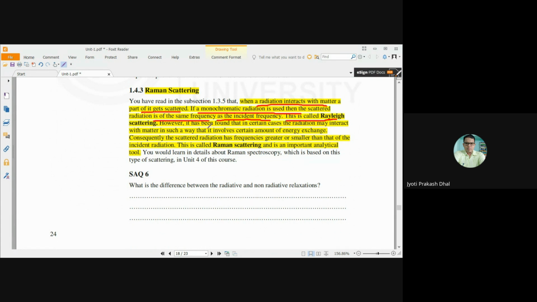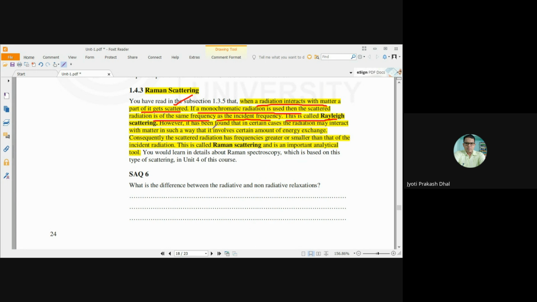So that means, again I am repeating, when a radiation interacts with matter, a part of it gets scattered, and if a monochromatic radiation is used, then the scattered radiation is of the same frequency as that of the incident radiation. That is called Rayleigh scattering.